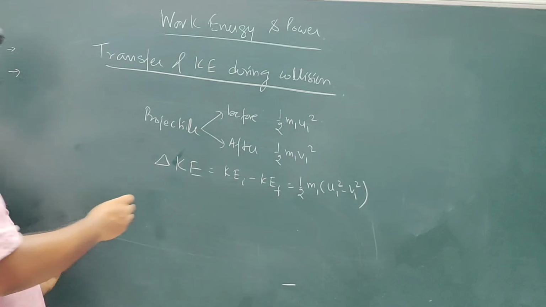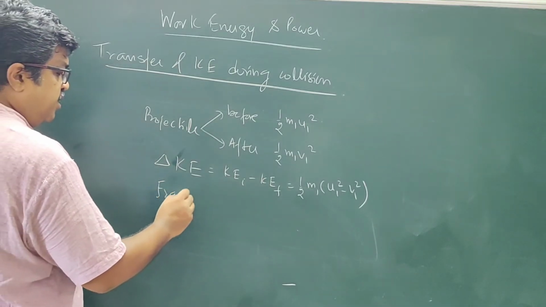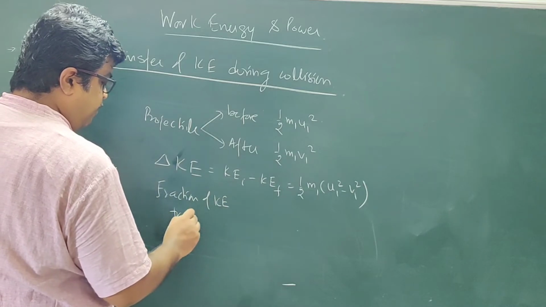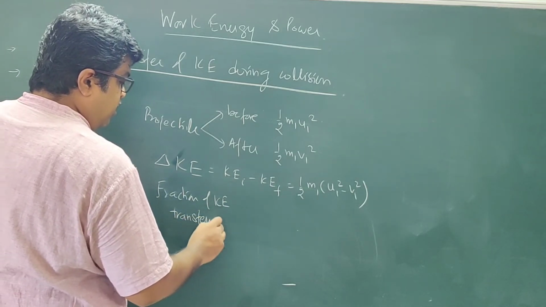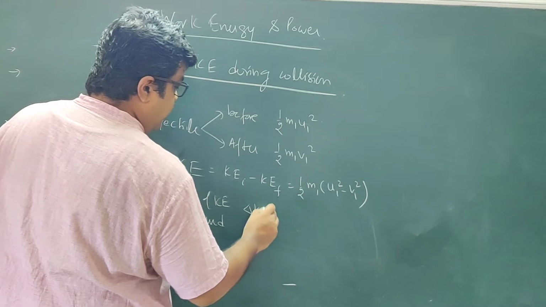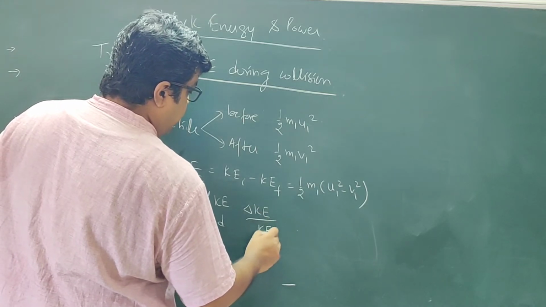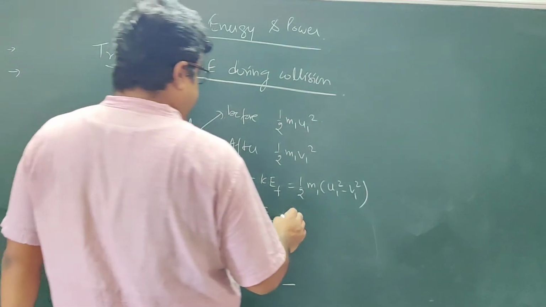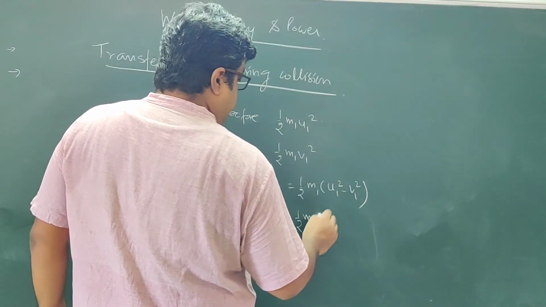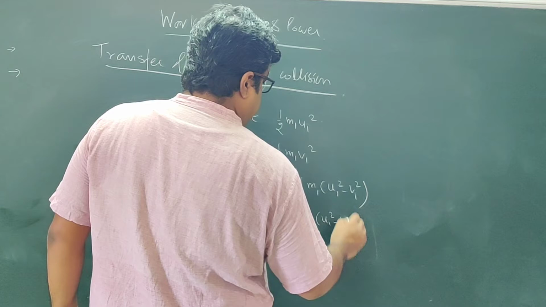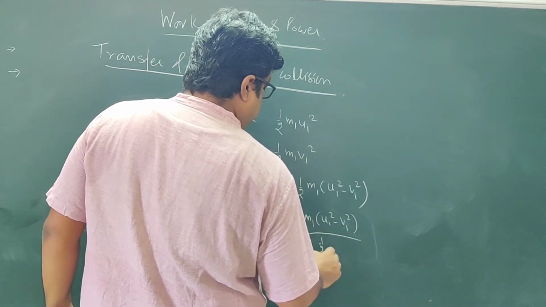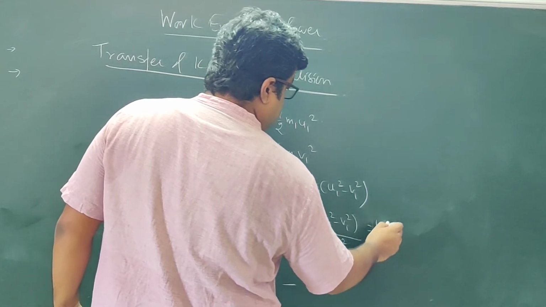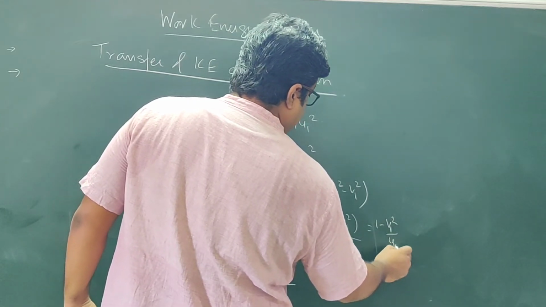Now if it is asked for the fraction of kinetic energy transferred, it will be delta KE divided by KE initial, that is the initial kinetic energy. So that is half m1 times u1 square minus v1 square divided by half m1 u1 square. So this gets cancelled, we get 1 minus v1 square by u1 square.